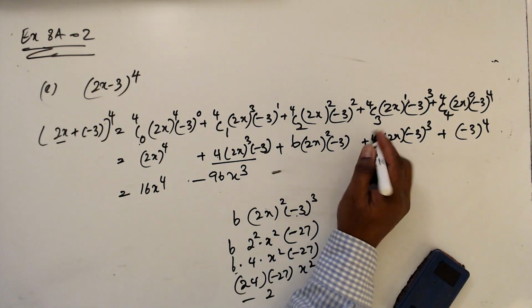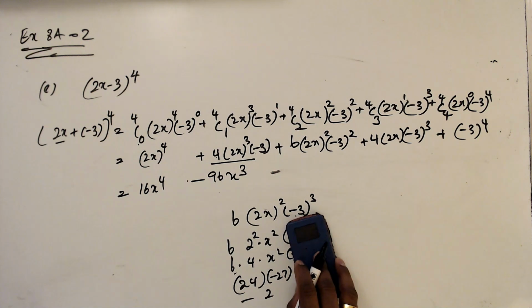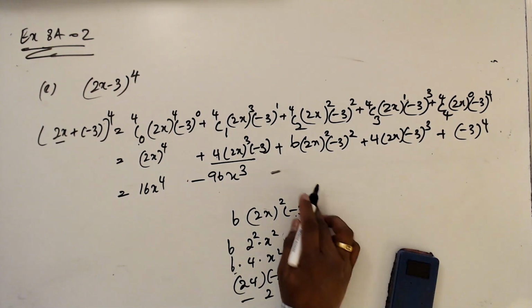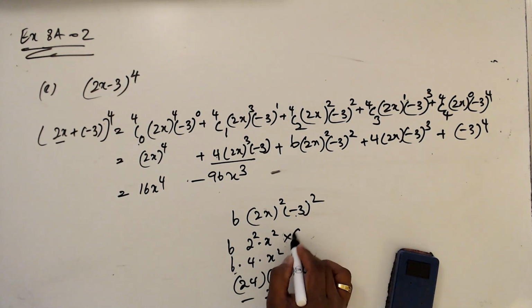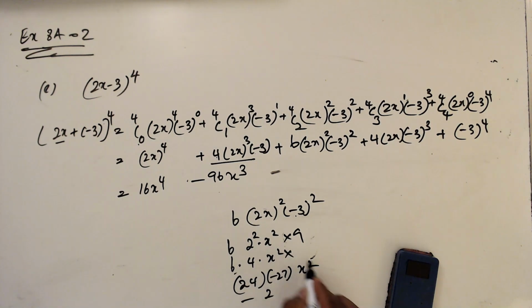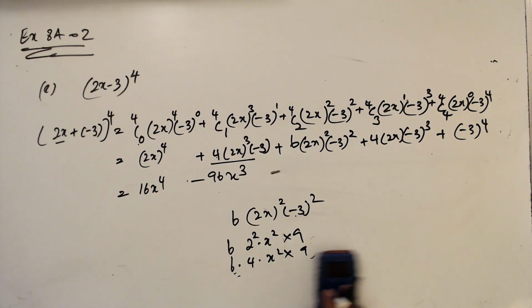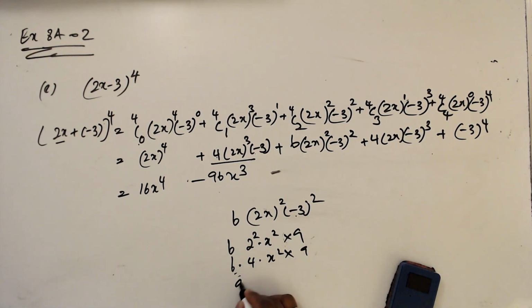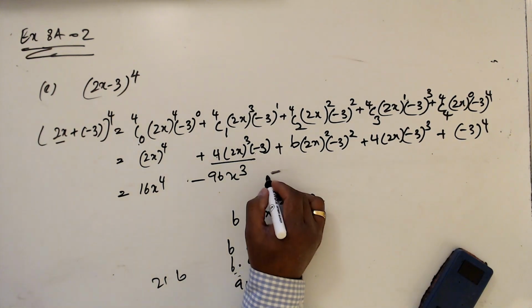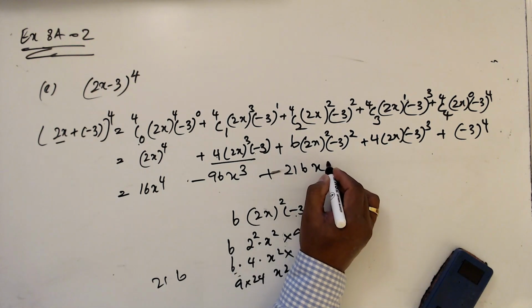Actually, this is a square one. I made a mistake. Here, square, this is 9. So 9 times 24 x square, 216 plus 216 x square.